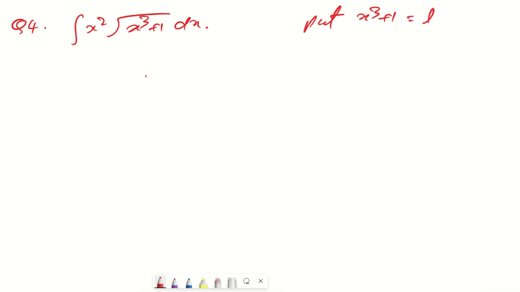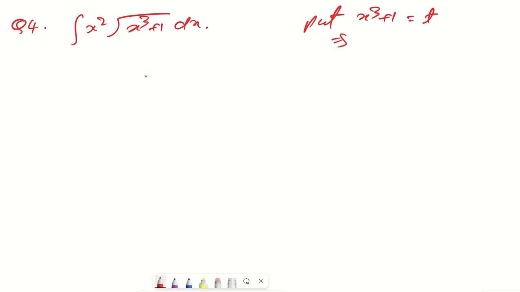Question number 4. Integration of x square into square root of x cube plus 1 dx. Now what we can do? We have a square root term here, right? So it is going to be little tough because it is in multiplication and we cannot multiply very easily. So let us put x cube plus 1 is equal to t.